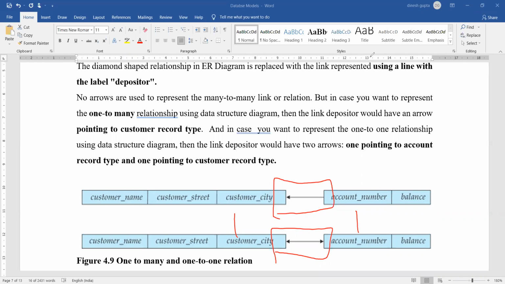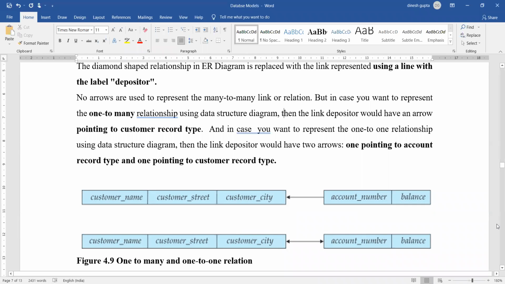And like I said, you can choose any data model that you wish to choose. You can choose the entity relationship, object oriented, or the network model. The ultimate outcome will be the same because they all are used to represent the data.